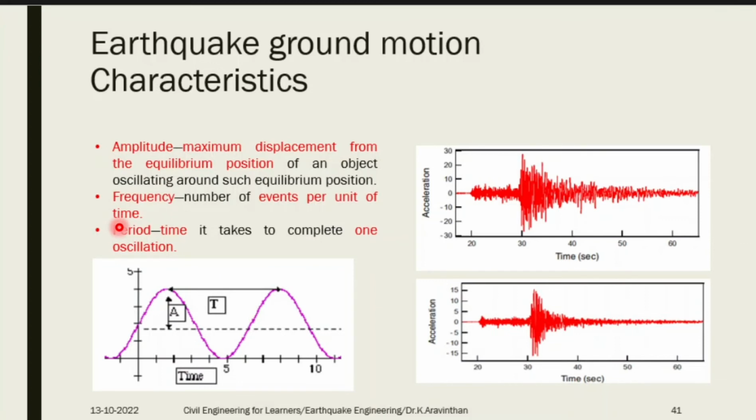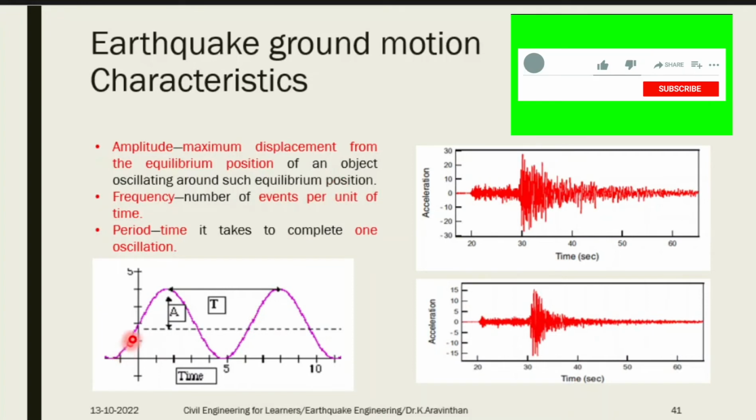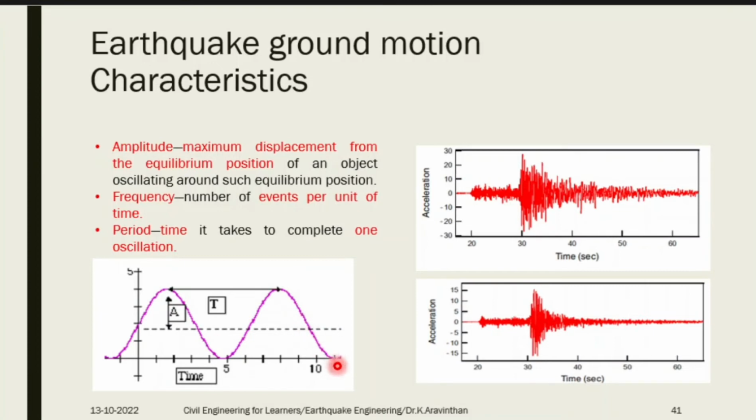What do you mean by amplitude? It is the maximum displacement from the equilibrium position of an object oscillating around the equilibrium position. This is the definition if any object is vibrating. So this is at 0 mode, and if it vibrates at maximum, it goes here and then goes back to the neutral position. This kind of oscillation shows that this object only moves in one direction. It does not go in the negative direction. You can observe this from this picture.